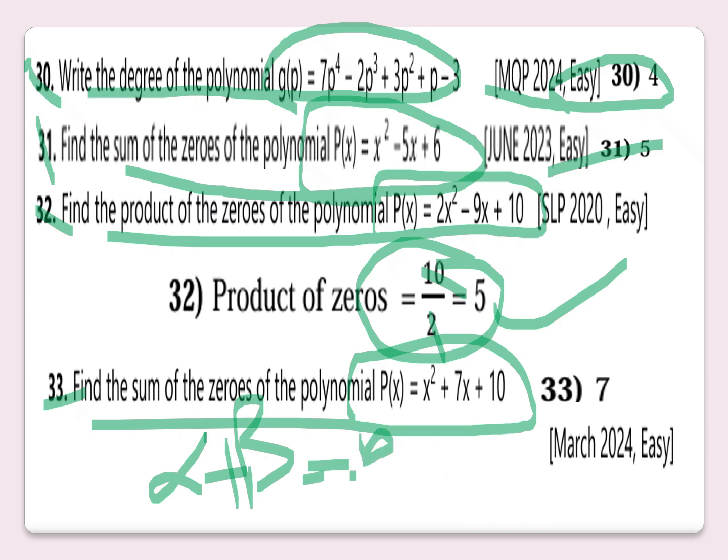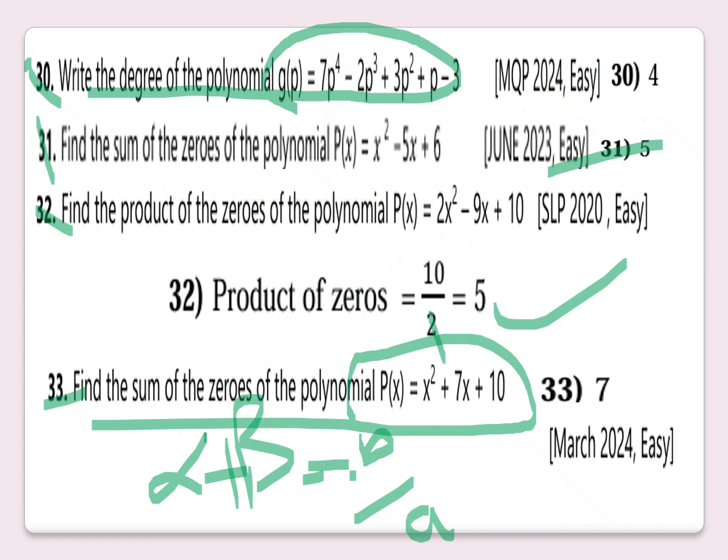Here minus 7 b by a means 7 by 1, we can get plus 7, it is given, sorry. So the answer is plus 7. So this is regarding question number 30, 31, 32 and 33.